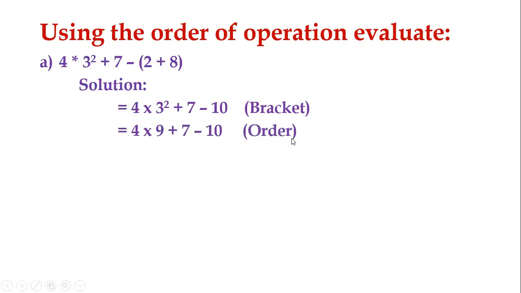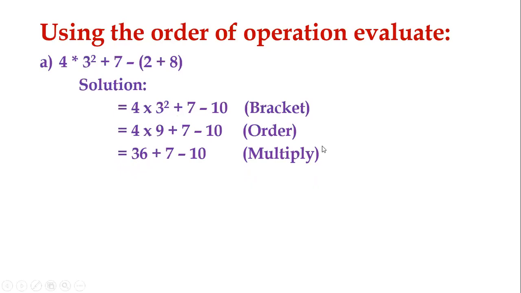So we perform the next operation in order. Next, I am going to check, do we have division? There is no division in this. We are having the multiplication, so I am going to perform the multiplication. What is 4 multiply 9? This is 36. So 36 plus 7 minus 10. Then I check BODMAS again: multiplication is finished. Next, I perform addition.